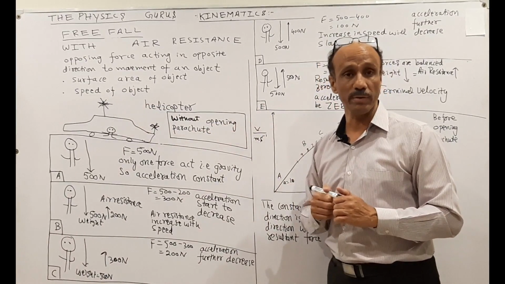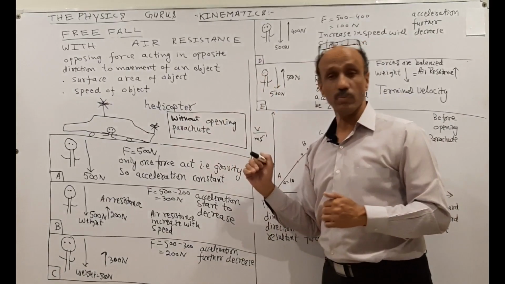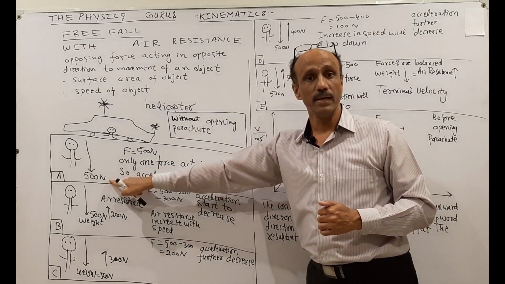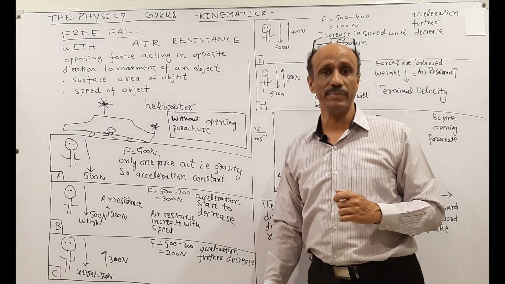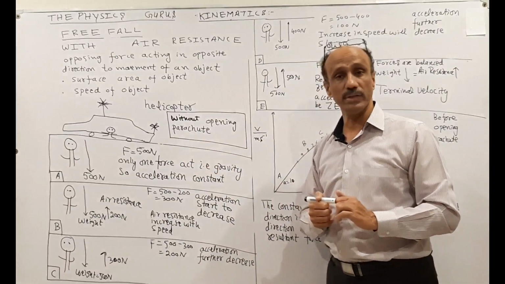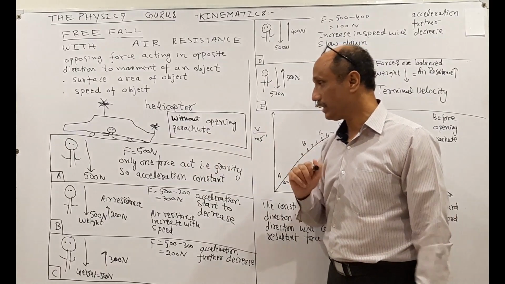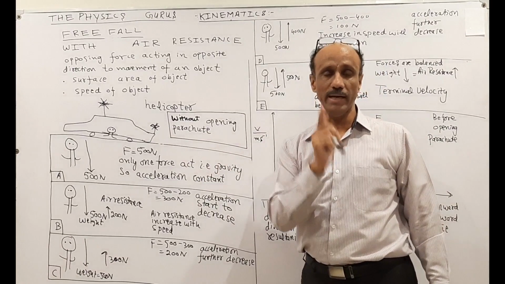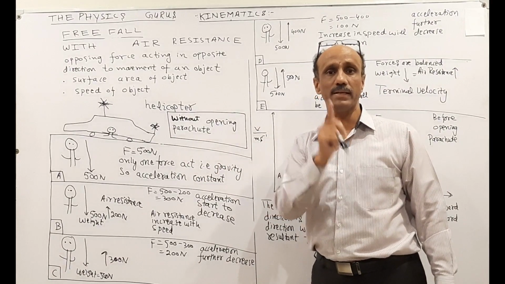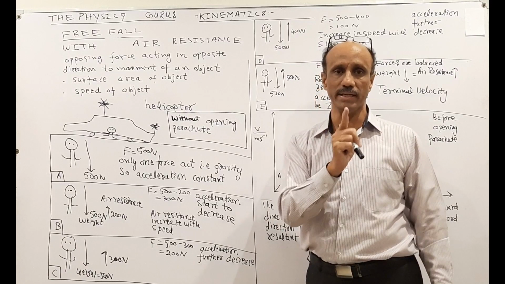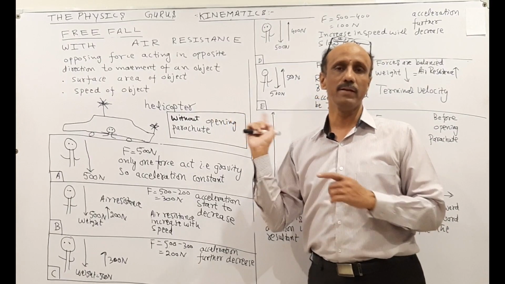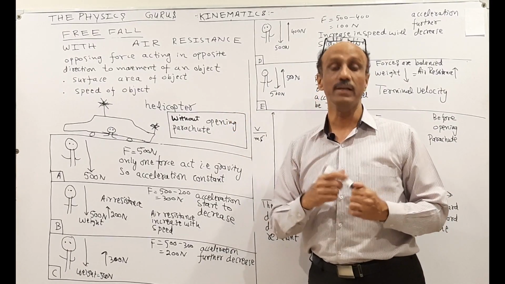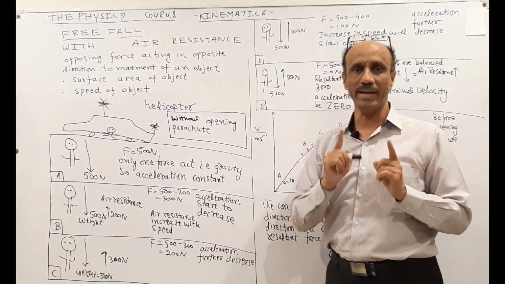So the first one is without opening the parachute. When he jumps in the downward direction, you can observe in box A, in column A, there is only one force acting on that object, that is the weight or the gravity. The weight is 500 Newton, so the resultant force is 500 Newton. It means only one force acts. And always remember one thing: whenever there is one force acting on an object, the acceleration will always remain constant, as we discussed in the previous topic, free fall without air resistance. In that case, only one force was acting, that was gravity.